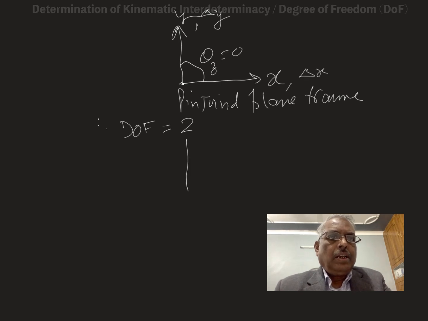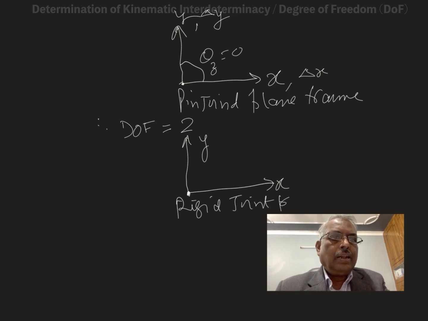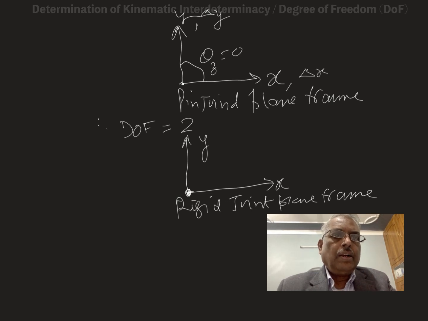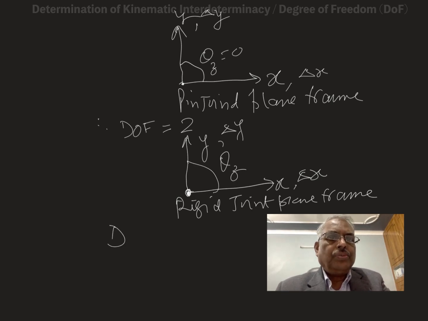Then, if the joint is a rigid joint, and again a plane frame, a rigid jointed plane frame, this joint is rigid and it is a plane frame, then there will be deflection in the X direction, in the Y direction, as well as rotation. So here the degree of freedom is 3.